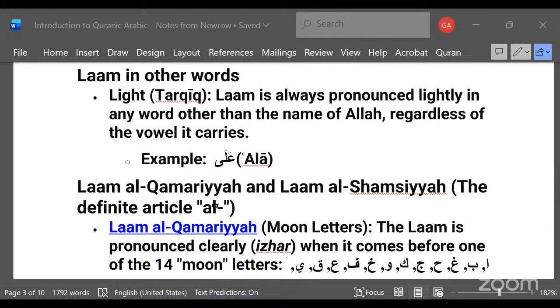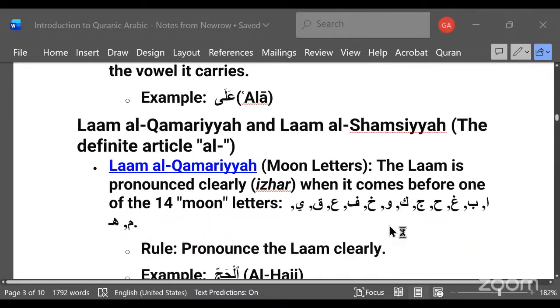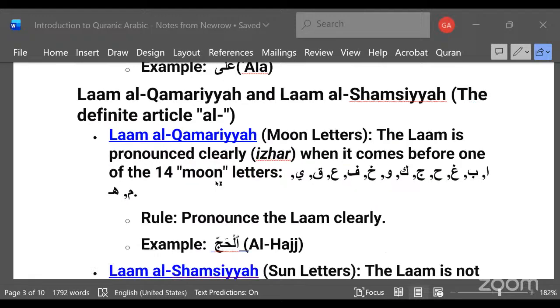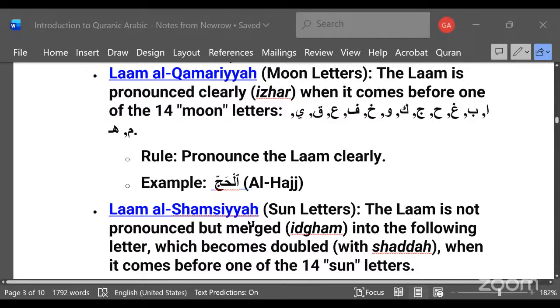And this brings us to lam al-qamariya and lam al-shamsiya, and that is going to be our focus today. Lam al-qamariya is the al of the definite article, that is Hamzatul Wasli and the lam, when it is followed by a qamariya letter. We call it lam al-qamariya, and when it is followed by a shamsiya letter, we call it lam al-shamsiya. How do we know which letters are shamsiya and which are qamariya?